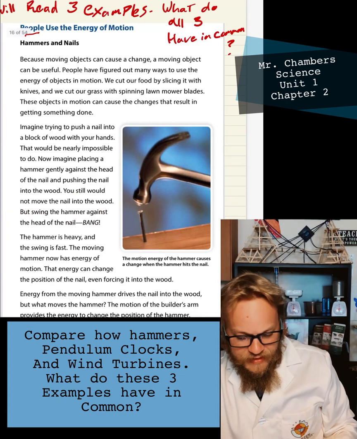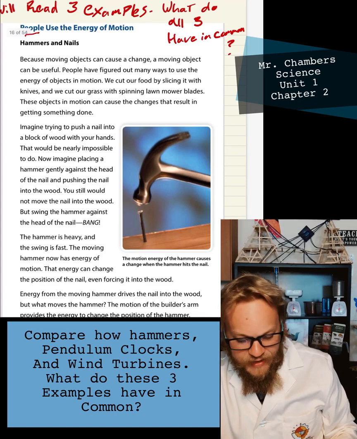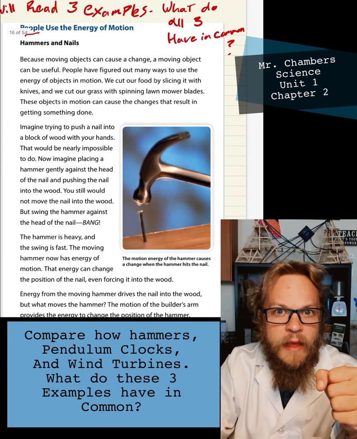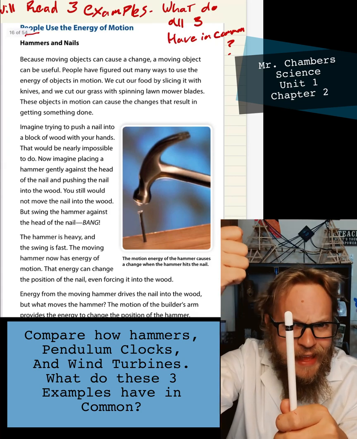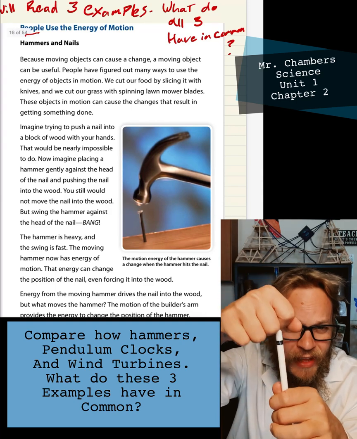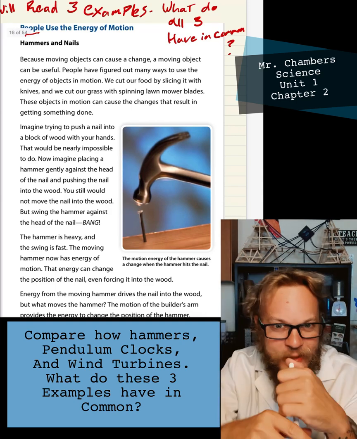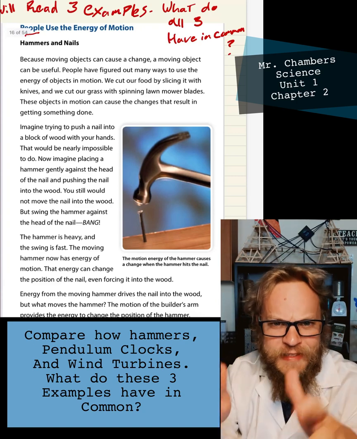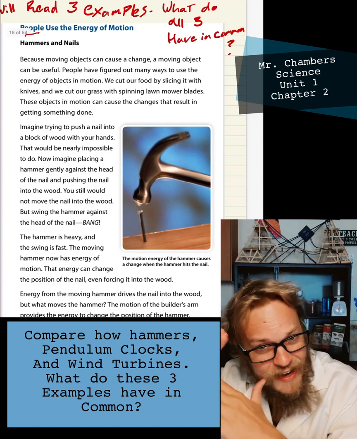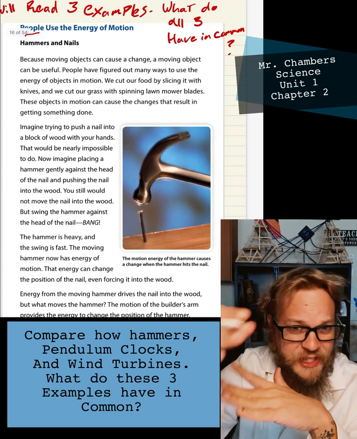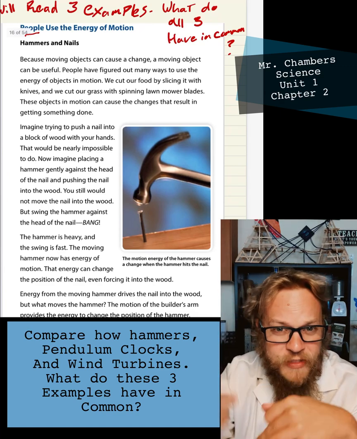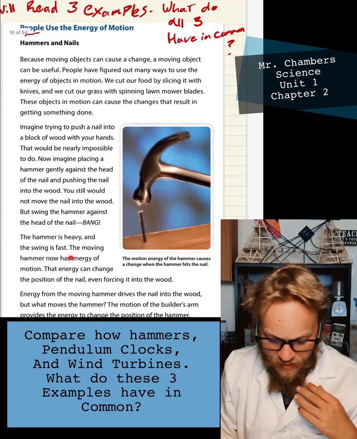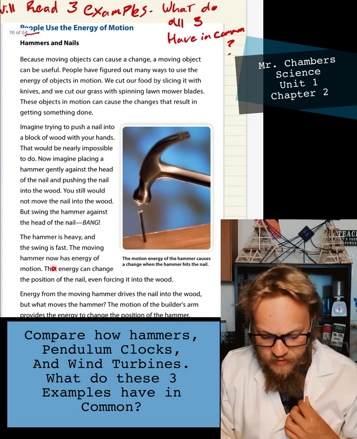You would still, but if you swing the hammer against the head of the nail, then bang. Okay? If you swing the hammer against the head of the nail, bang, onomatopoeia. But you have to move something in order for it to cause the change. Just its position there, sitting on top, it's not pushing the nail into the wood. You have to swing it. You have to give it that kinetic energy. Okay? The hammer is heavy, and the swing is fast.